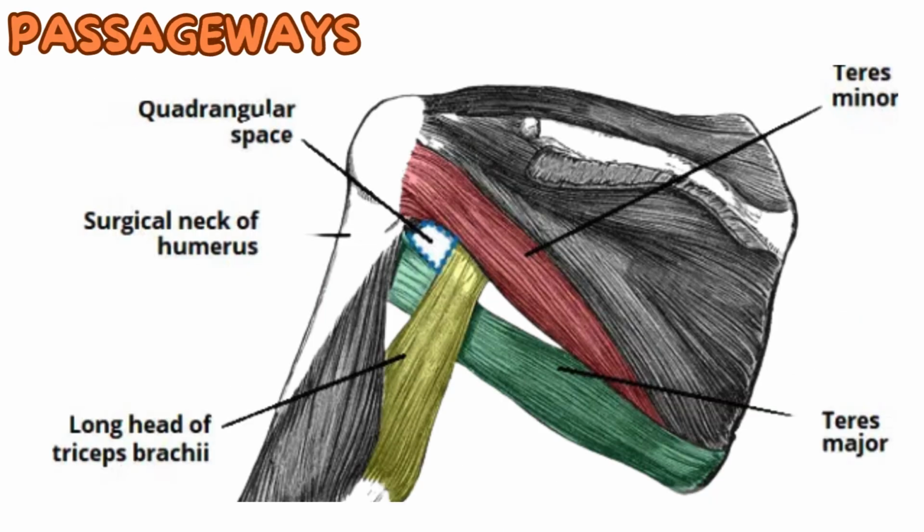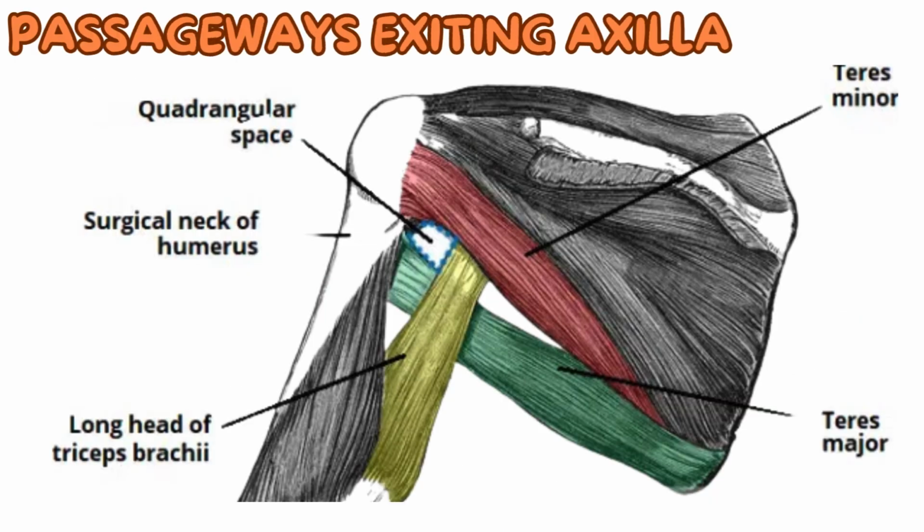Now let's talk about the passageways exiting the axilla. There are three main routes by which structures leave the axilla. The main route of exit is immediately inferiorly and laterally into the upper limb. The majority of the contents of the axilla leave by this method.